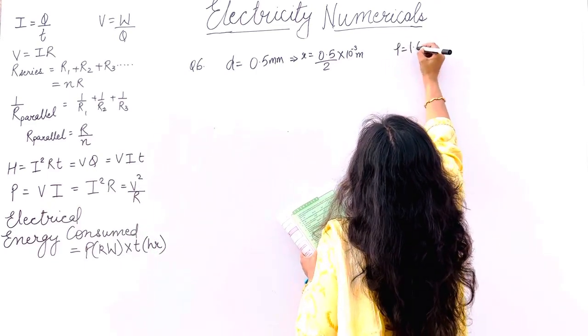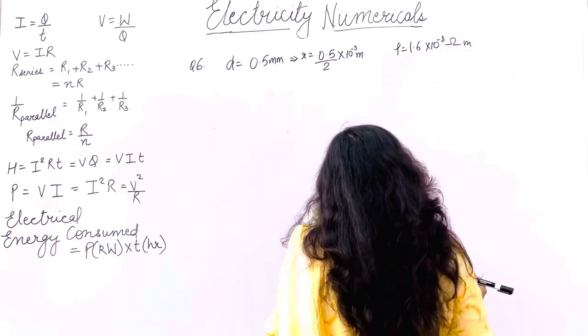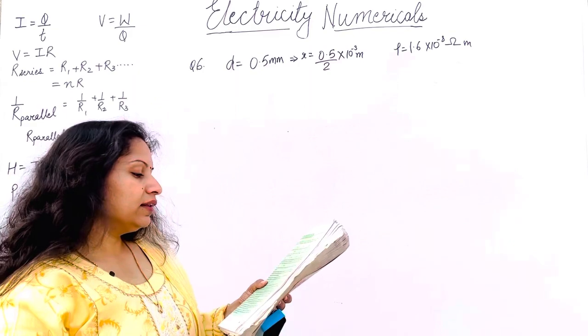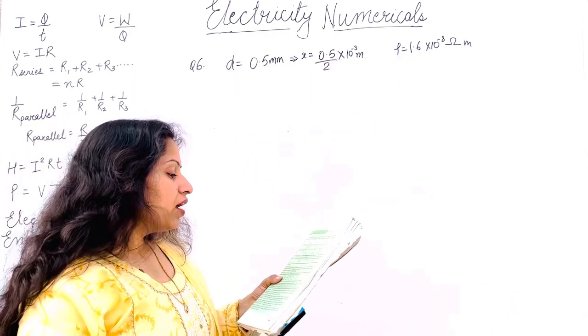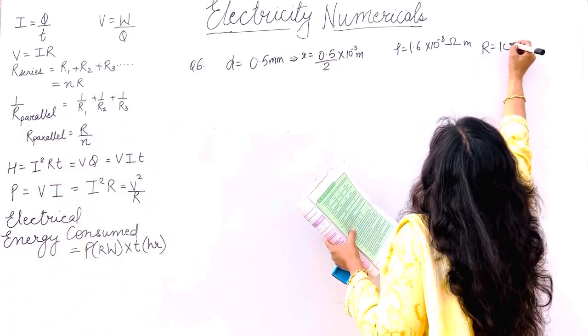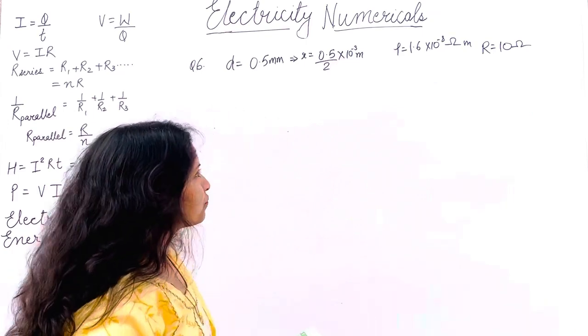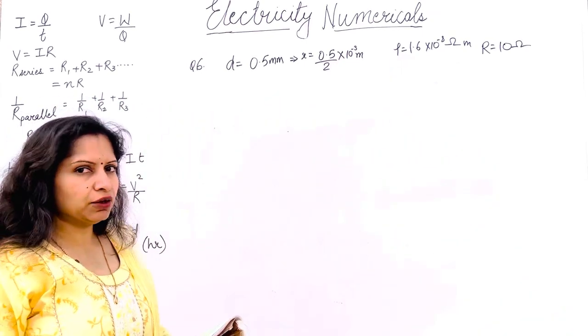Resistivity is given as 1.6 into 10 to the power minus 8 ohm meter. The length is asked: how much length of the wire is required for getting these answers? And the resistance of the wire is given to be 10 ohm. Okay, so we all know that R is equal to rho L upon A.